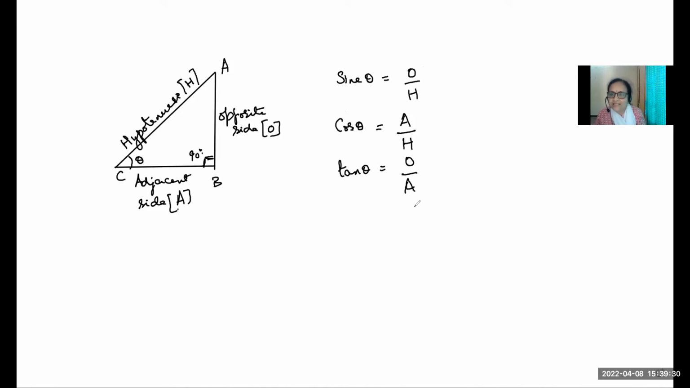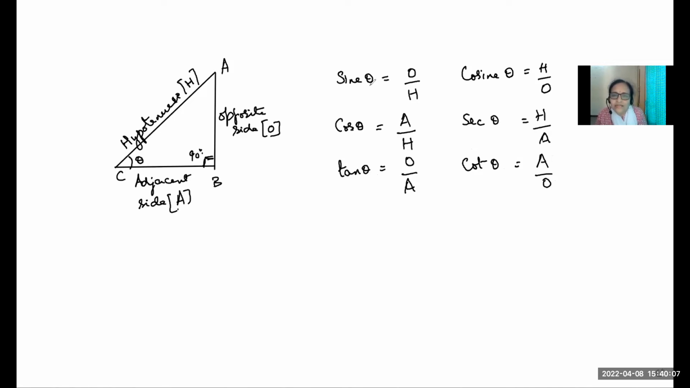Having defined these three, we define their reciprocals as follows. See, cosecant of theta is the reciprocal of sine theta and is defined as the ratio of hypotenuse to opposite side. Secant theta or sec theta would be the ratio of hypotenuse to adjacent side because it's the reciprocal of cos theta, and cotangent theta or cot theta is the reciprocal of tan theta, so it is adjacent side to opposite side. Now, these are the trigonometric ratios which we have learned.